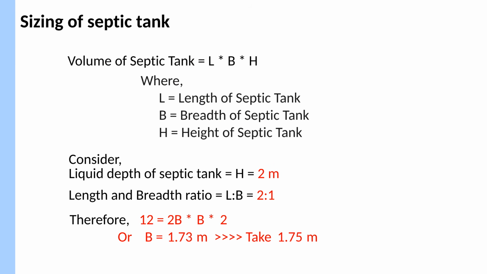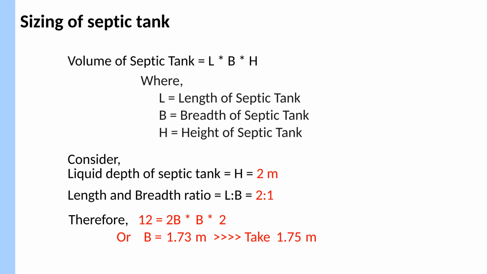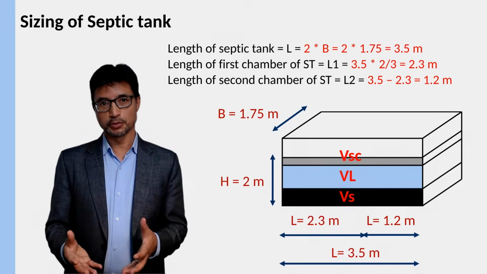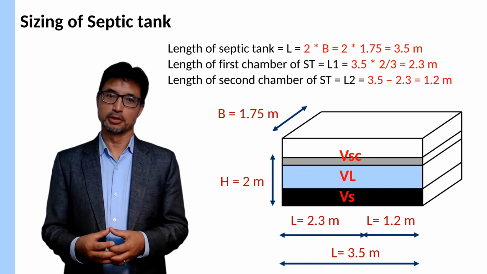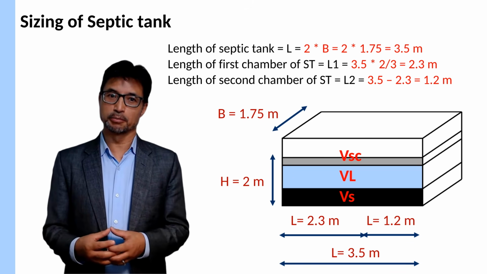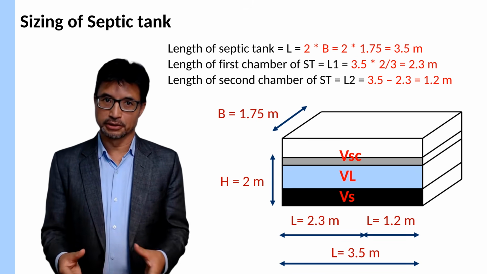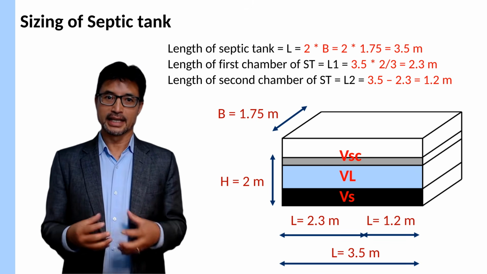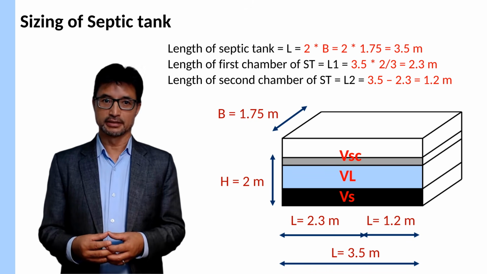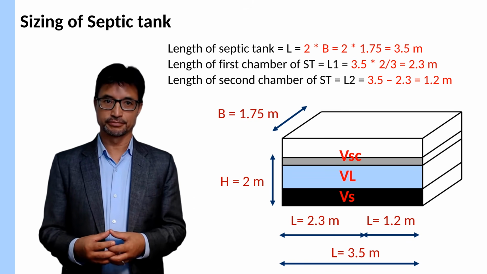We take a liquid depth of 2 meters and a length to breadth ratio of 2:1. From the calculation, the required breadth is about 1.73 meters, which we round to 1.75 meters for practical construction. Using this breadth, we can determine the gross length of the septic tank, which is 3.5 meters. Following the thumb rule for the length of the chambers, that is 2/3 to 1/3, the first chamber is approximately 2.3 meters long and the second about 1.2 meters. The liquid depth remains 2 meters.